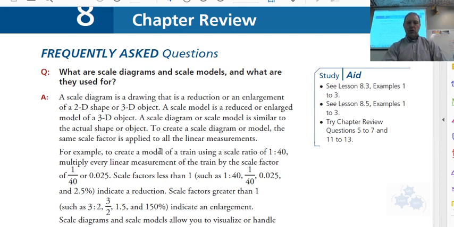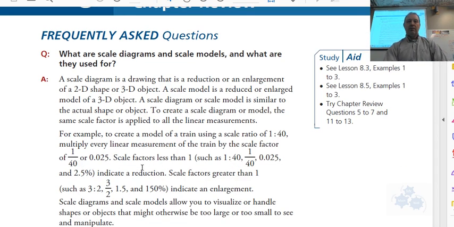So, for example, to create a model of a train using a scale ratio of 1 to 40, you multiply every linear measurement of the train by a scale factor of 1 over 40, right? Or 0.025. So if the train is 100 feet long, then you multiply 100 feet times 0.025 and you get a model of 2.5 feet, about this. Does that make sense? So you multiply every dimension by the scale factor. If the number is between 0 and 1, or less than 100%, then that's a reduction. That means that the diagram or the model is smaller.